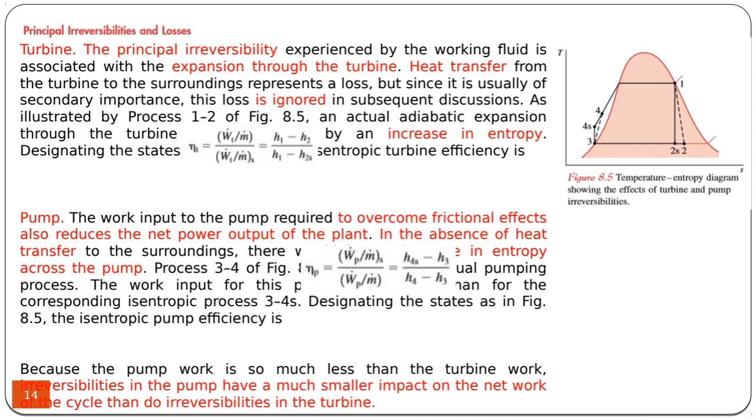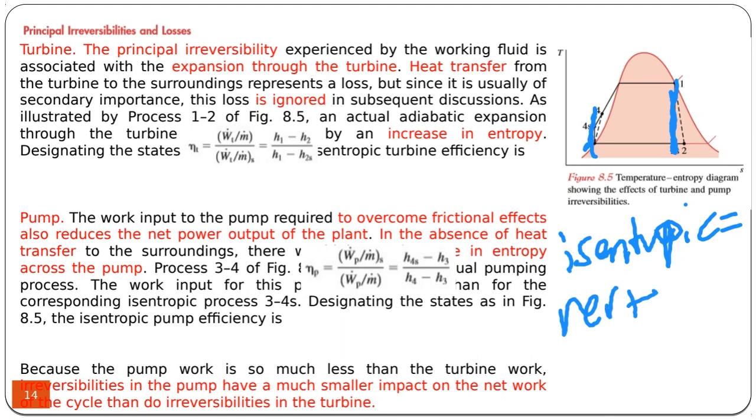Also, we may assume that both the pump and the turbine are isentropic. Isentropic means reversible plus adiabatic. Reversible means that there is no friction in the pump or the turbine. Adiabatic means that they're not losing heat, they're not exchanging heat with the surroundings.